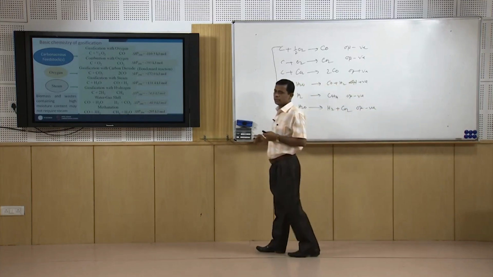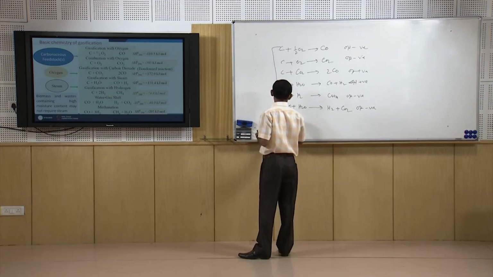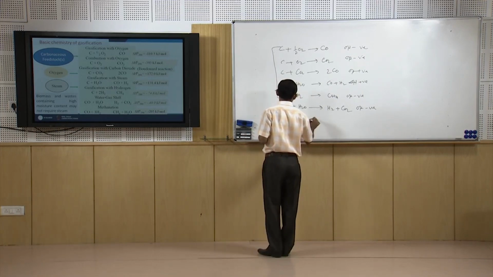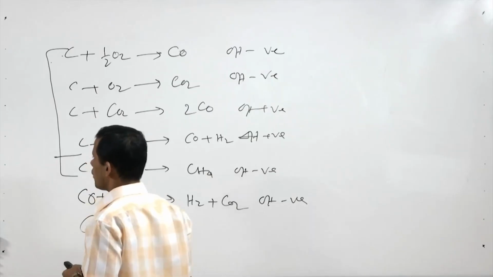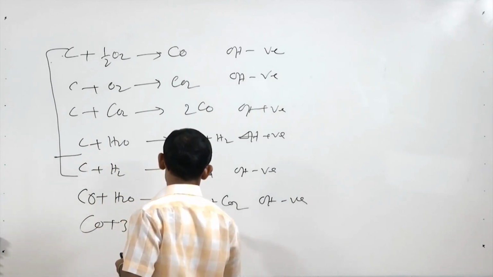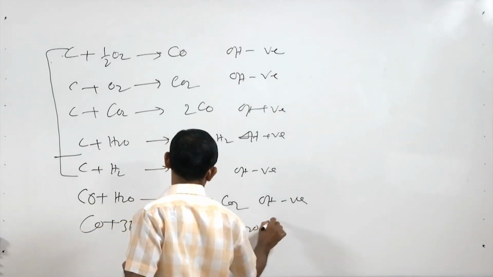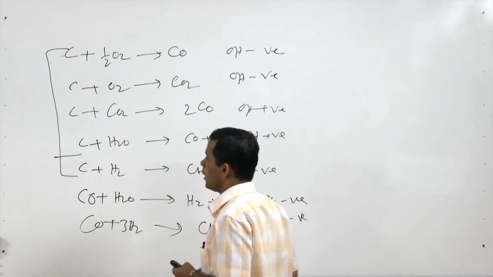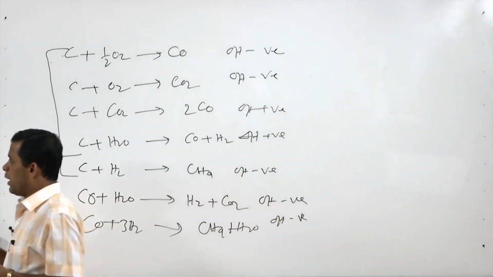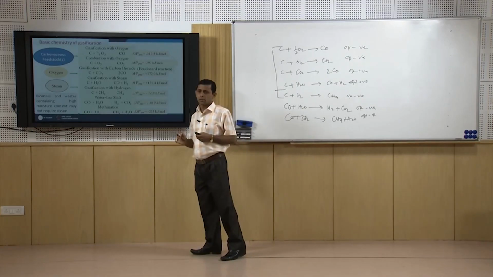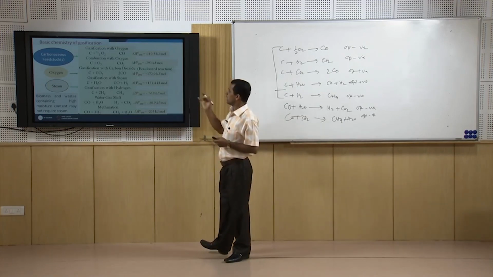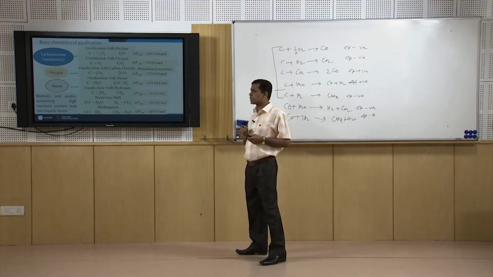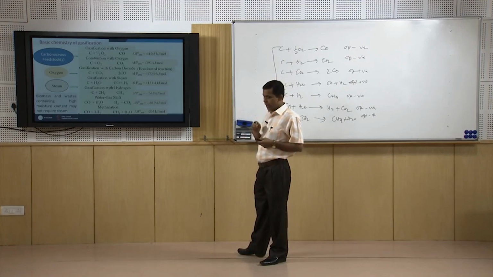Another reaction is methanation, CO plus 3H2, which gives us CH4 plus H2O, and del H is negative. So, these are the major and minor reactions involved in the gasification of carbonaceous feedstocks in the presence of oxygen and steam.